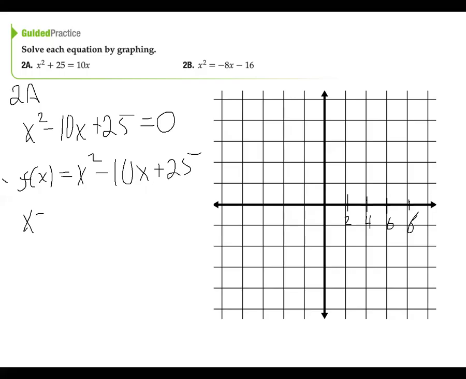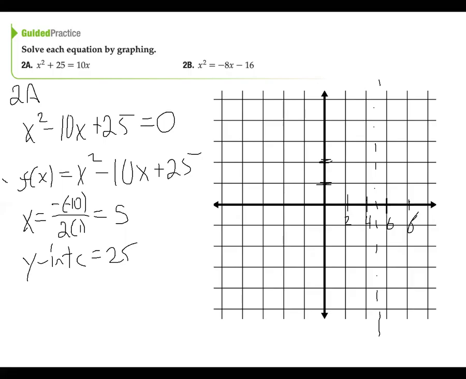The axis of symmetry is the opposite of -10 over 2 times 1, which is going to be 10 over 2, which is 5. So the axis of symmetry is right there. The y-intercept is 25. So if I let these go by 5, 5, 10, 15, 20, 25, there would be a point here and another point symmetrically on the other side.